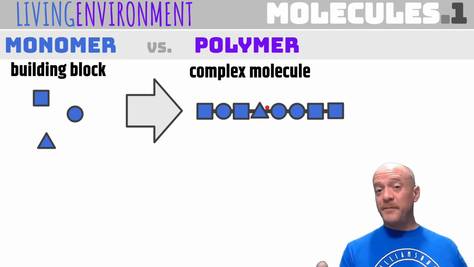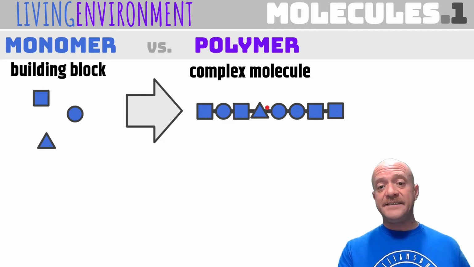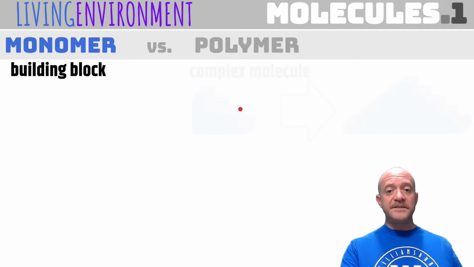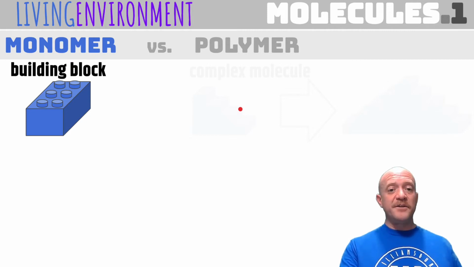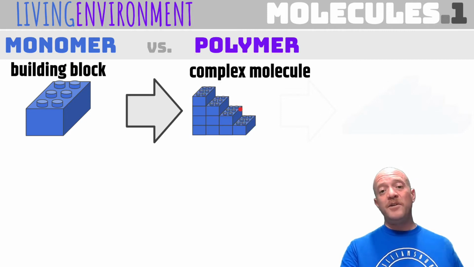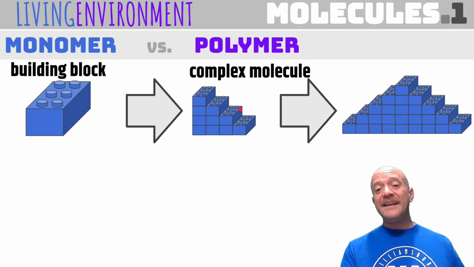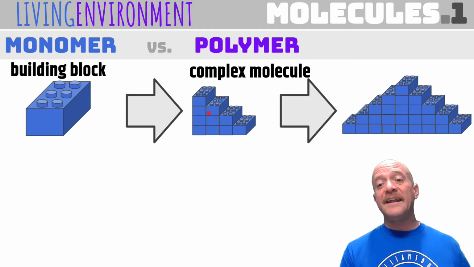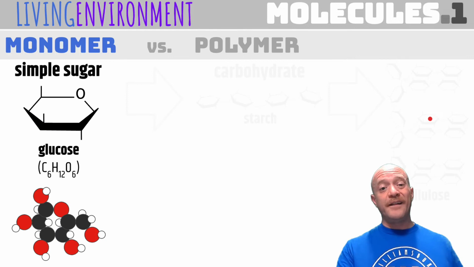So keep that in mind. When you change some of the components, some of the building blocks, you're changing the entire identity of the larger molecule. Another example: you can think of a building block like a Lego brick. The building block would be one Lego. You put them together, you get a polymer. And you can put these polymers together and get an even larger polymer, a very complex molecule.